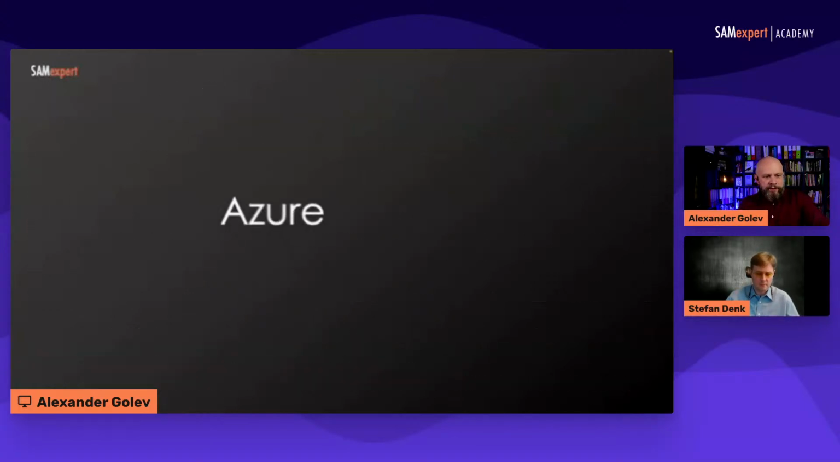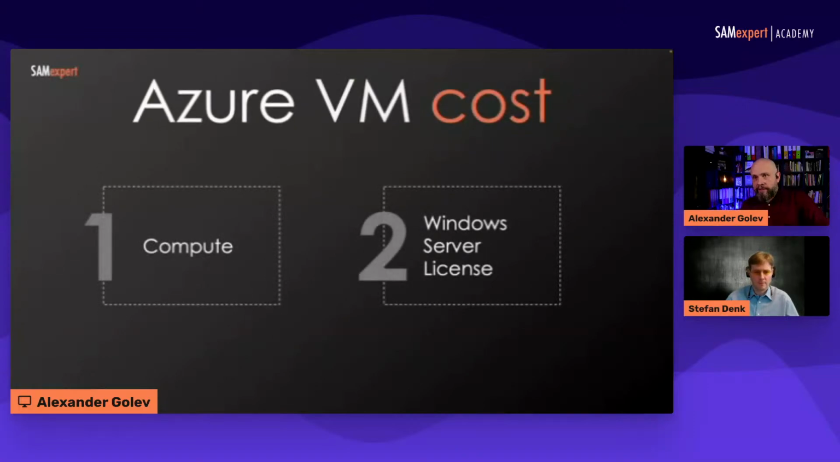Right. So Azure VM cost basically consists of, when we're talking about virtual machines, because that's the core service that you'll buy from Azure. You'll buy a lot more. It never stops with just virtual machines. But there are two items that you pay for in the virtual machine. One is compute. The other one is Windows Server license. So we're not even talking about any additional software. Just a basic Windows Server virtual machine.